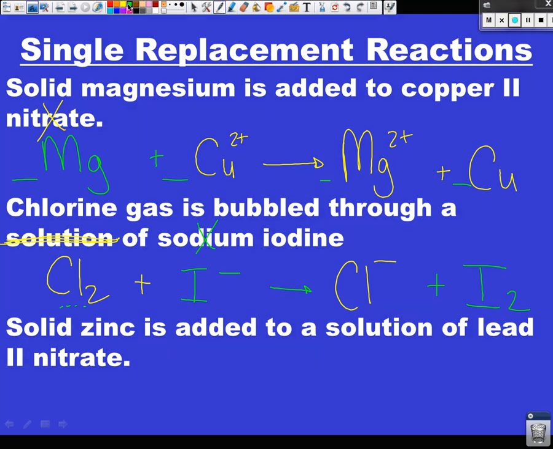All right, everybody done? Here's my first question. What state of matter would you have put for chlorine? Very good, it's a gas. What about I minus? Aqueous. What about chlorine ion? And what about iodine?